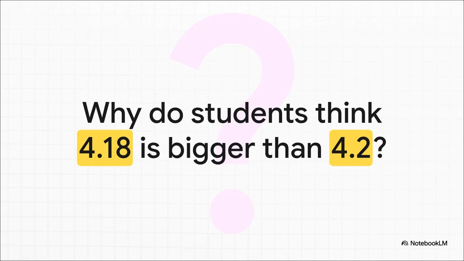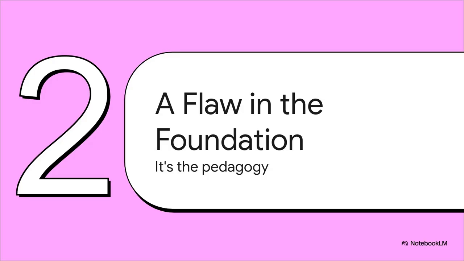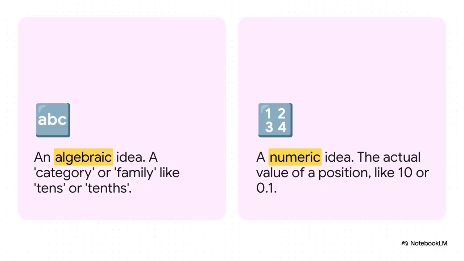And look, this isn't just some random mistake. It's a huge red flag. It's a symptom of a much deeper misunderstanding, a crack in the very foundation of how they're seeing numbers. And that brings us to a fascinating and crucial point from the source material. The problem isn't our students, it's the pedagogy. It turns out there's a fundamental flaw in the way we've traditionally taught this stuff that's actually setting them up to get confused. So, what is that flaw?